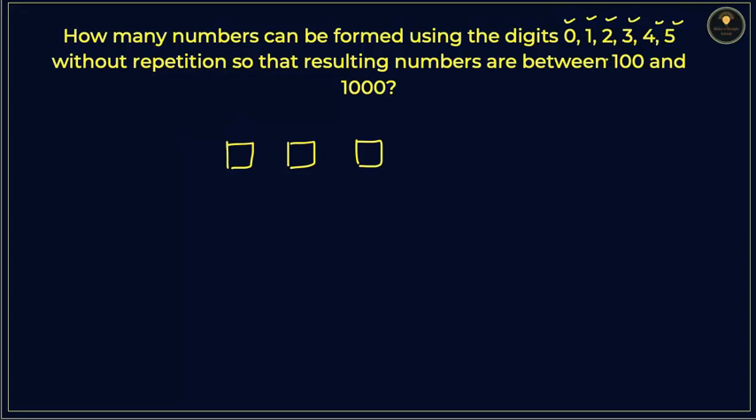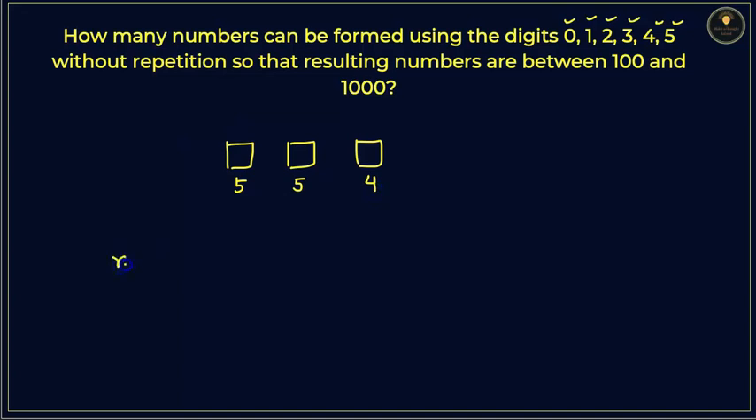Among the 6 options we have only 5 options, because if I take the value as 0, that number will turn out to be a 2-digit number, so we can't take the value as 0. So here we have only 5 options, but on the second place we can take the value as 0. Then we have 5 options, and at last we have 4 options.